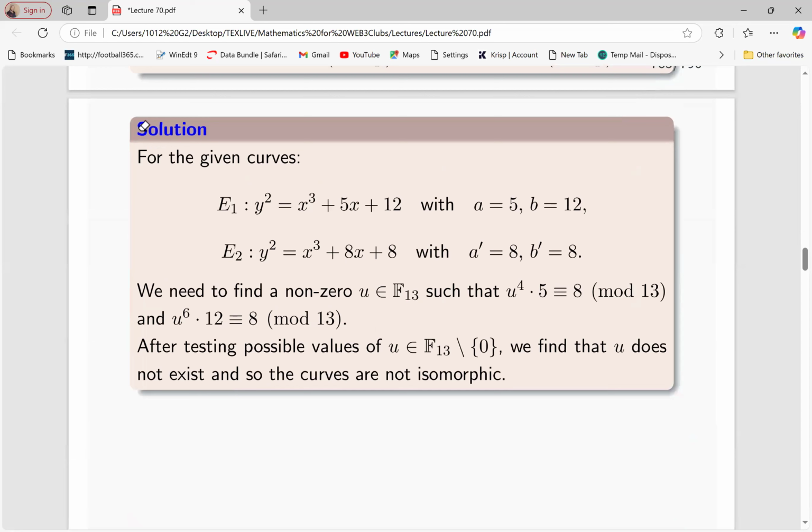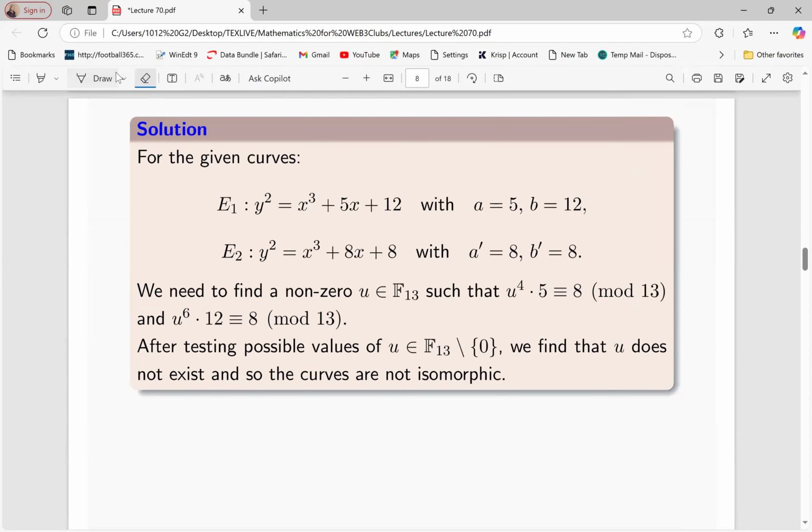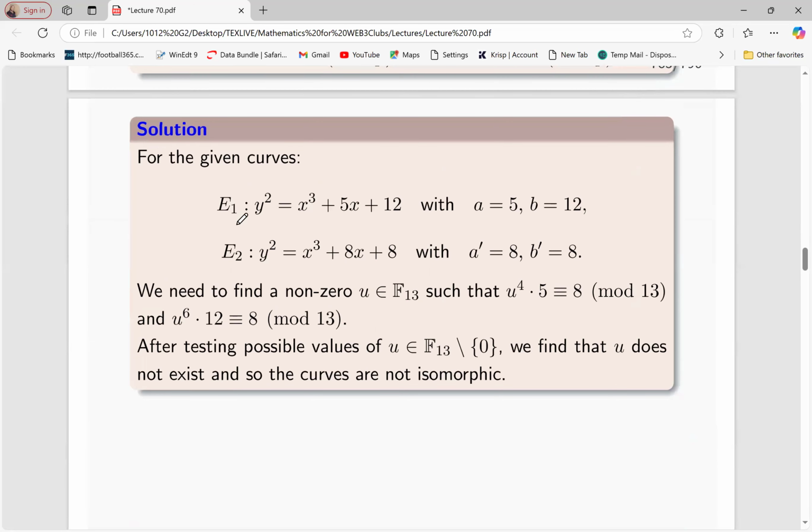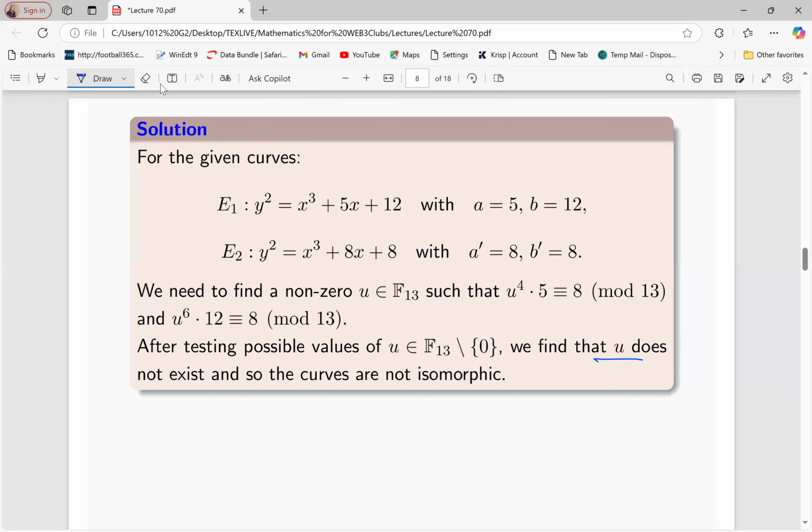Now, when I tried all those values, and of course you can do that later and see whether you get the same result as what I got, I discovered that none of them will meet those two conditions. There was no u that would meet those two conditions. Therefore, we would then say that these two curves are not isomorphic.